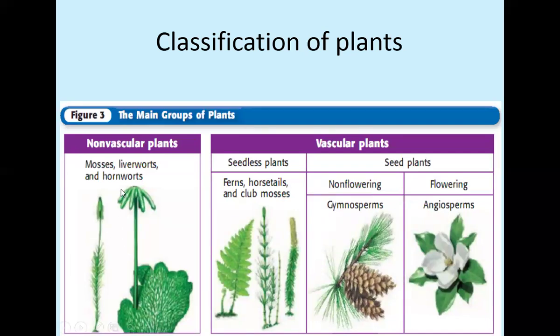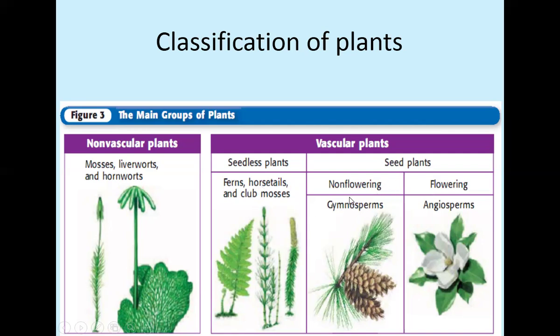So the first group of plants are non-vascular plants. Non-vascular plants do not have vascular tissues in them. They do not have xylem or phloem. Therefore, they cannot transport substances over a large area. That's why they are small in size. Mosses are examples of non-vascular plants. The second group of plants are the seedless plants. These are vascular plants, but they do not produce seed. Rather, they produce spores. Fern plant is an example of seedless plants.